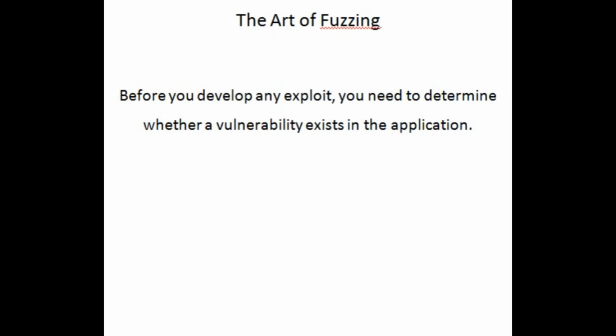The art of fuzzing. Before you develop any exploit, you need to determine whether a vulnerability exists in the application. This is where fuzzing comes into play. The following listing shows the code for a simple Internet Message Access Protocol, IMAP, fuzzer. Save this to your root/msf3/modules/auxiliary/fuzzers/ directory, but be sure to keep your testing modules in a folder separate from the main Metasploit trunk.